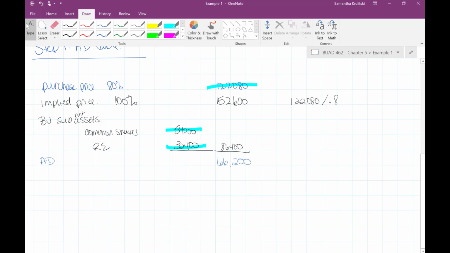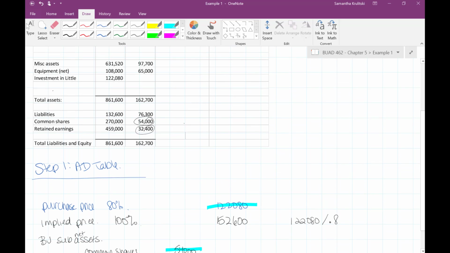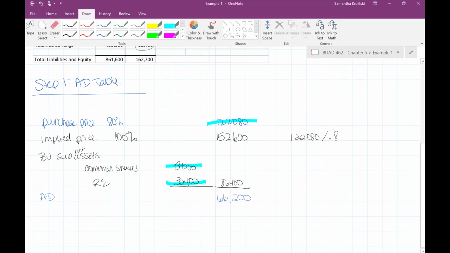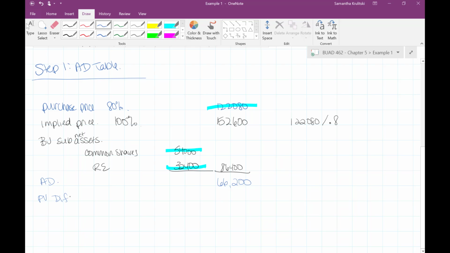If we read the narrative here, we can see that there is a difference on the equipment. Right here, Little's equipment had a fair value that was $21,600 less than its carrying amount. So the fair value is less than the book value. We're going to go to fair value differentials.